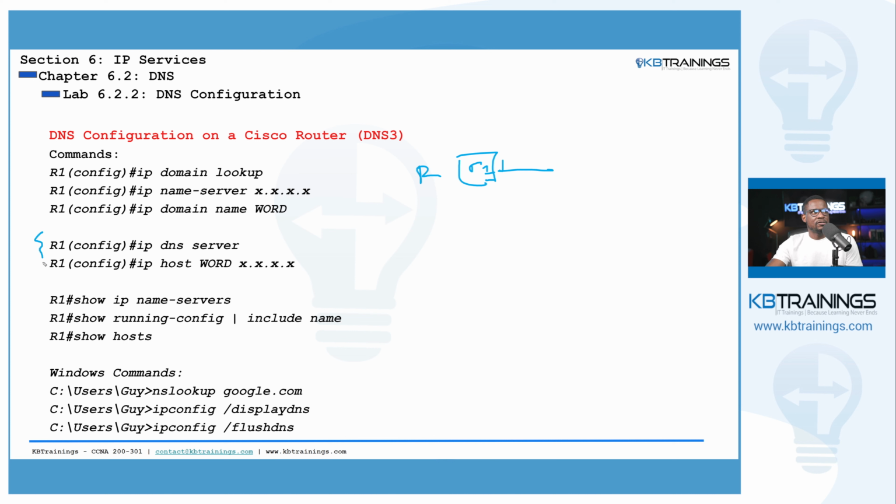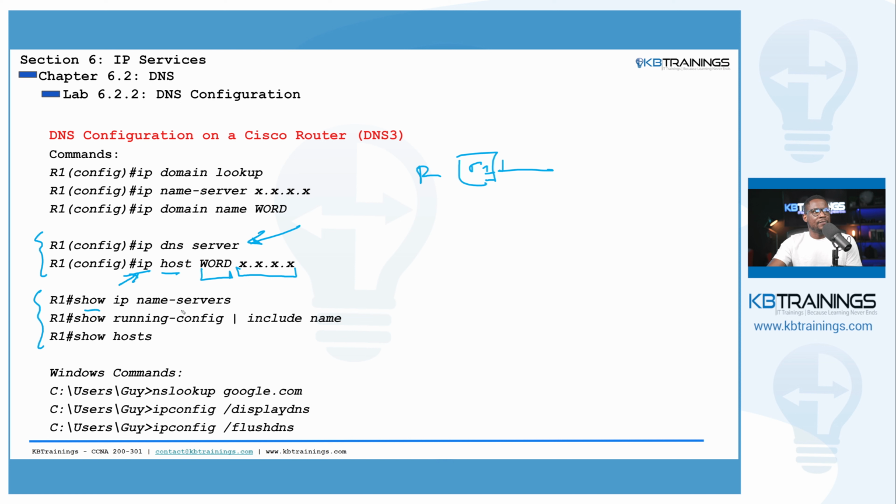And as I said, these are mostly for server side. You do ip dns server to enable your router to be a DNS server. And if you want to add a new host to your DNS server, you just do ip host. You give it the host name and the IP address that is associated. And these are for verification.